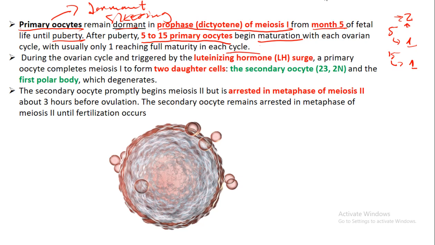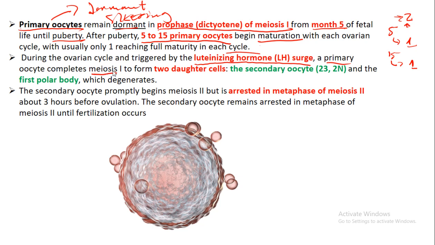One egg is produced every month. Now, during the ovarian cycle, you need to note that there is a surge of a hormone called the luteinizing hormone. The menstrual cycle will be explained by my colleague, so please make sure that you attend his lecture. Because of the surge of this luteinizing hormone, the primary oocytes which were dormant at prophase 1 are going to complete the process.